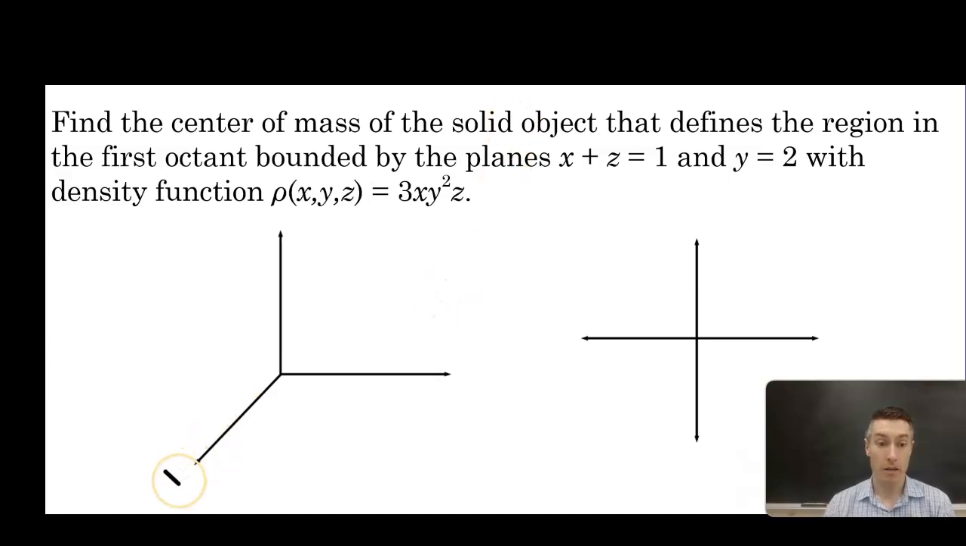So start by sketching the best possible sketch we can make. So x plus z equals 1. So 1 and 1 on the x and z axes. Connect them. Then we're going to extend that out parallel to the y-axis until we hit y equals 2.